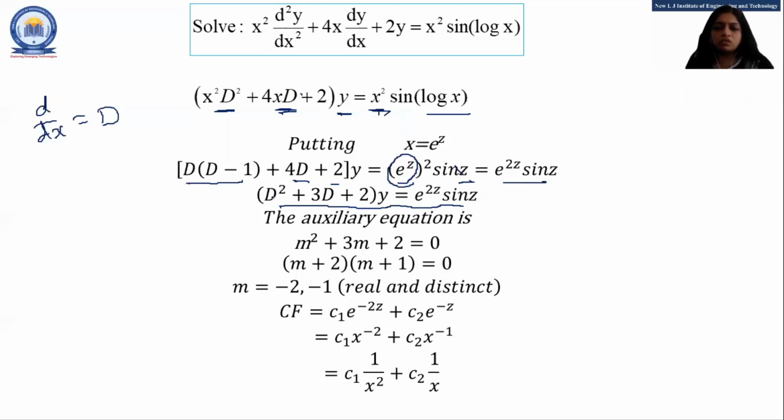For the solution of this equation, first I want to find the complementary function, and for that the auxiliary equation is what? M square plus 3m plus 2 equal to 0. Factors are m plus 2, m plus 1 equal to 0. So roots are m is equal to minus 2 and minus 1. Both roots are real and distinct.